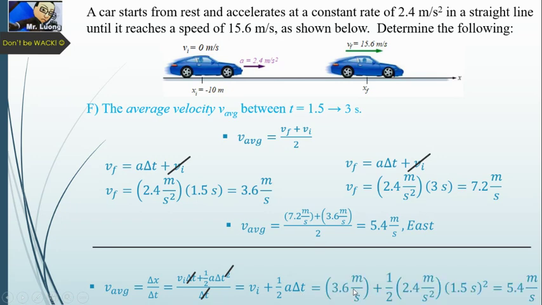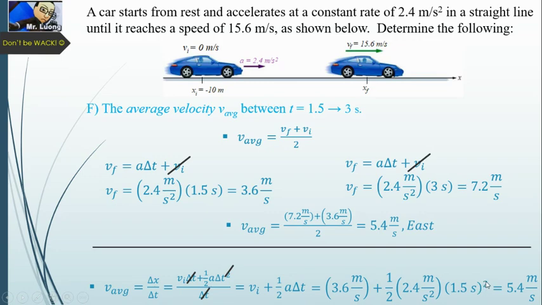And then from here, it's just plug and chug. You know vi is 3.6. Again, vi is not 0. The problem starts at 1.5 seconds, and the object is already moving at 1.5 seconds at a rate of 3.6, which we found up here. And then the acceleration is given, and then the time here would simply be 1.5.